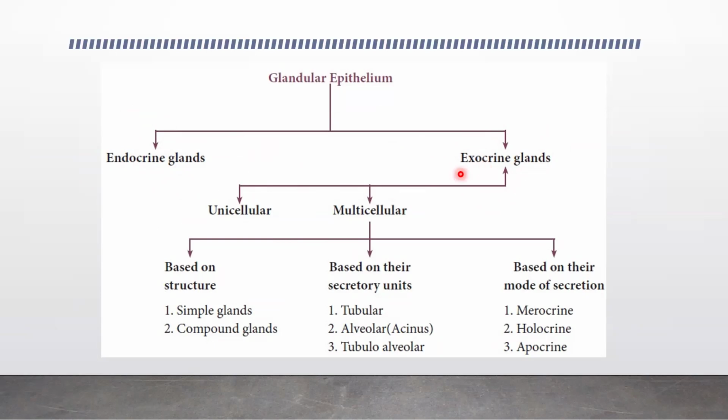So exocrine glands can either be unicellular or multicellular. Based on the structure, you can have simple glands or compound glands. Based on the secretory unit, you can have tubular, alveolar, or maybe mixed tubular alveolar. So remember, alveolar is also known as acinar. Based on their mode of secretion, you can have merocrine, holocrine, or apocrine.